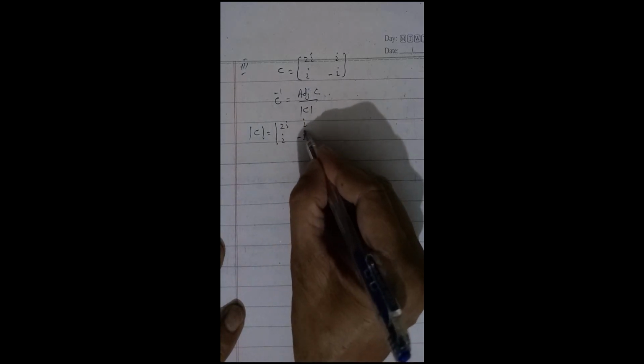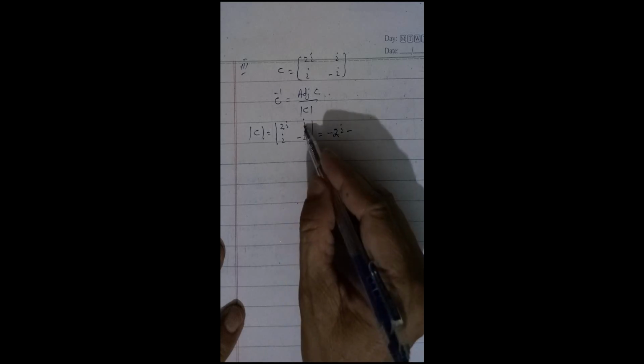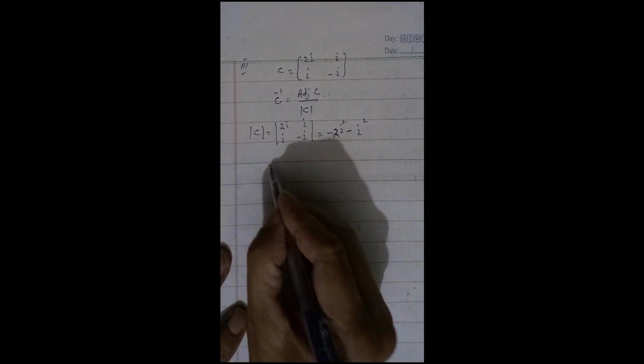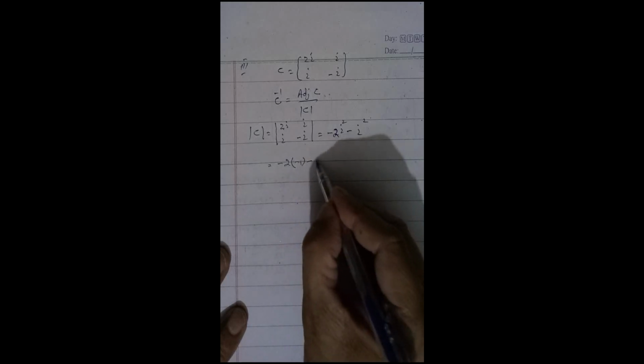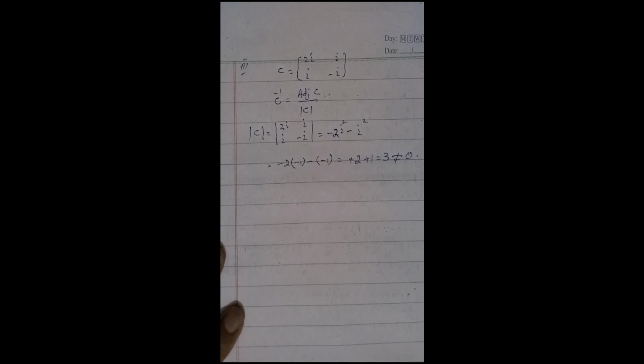2 iota, iota, iota, minus iota. Here 2 iota multiplied by minus iota is equal to minus 2 iota square, and iota multiplied by iota is iota square. We know that iota square is equal to minus 1. So minus 2 times minus 1 is plus 2, and minus of minus 1 is plus 1, which is equal to 3, which is not equal to 0. And we can solve it further.